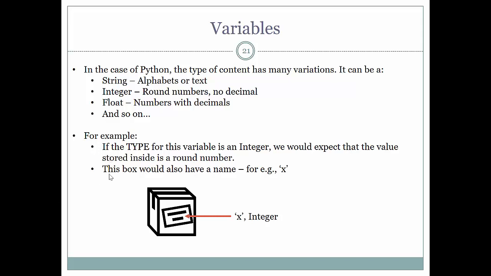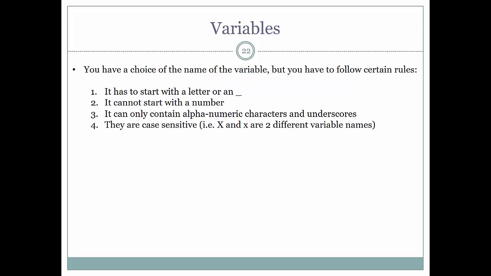At the same time, the box will also have a name, which is on the label. This name is up to us to decide. We can say that the name is X, it can be Y, it can be Z, but there are certain rules that the name has to follow, which we can see here. The name always has to start with a letter or an underscore, it cannot start with a number. It can only contain alphanumeric characters, meaning no exclamation mark, no hashtag, and so on. And it is case sensitive, so capital X and small letter x are different variable names.